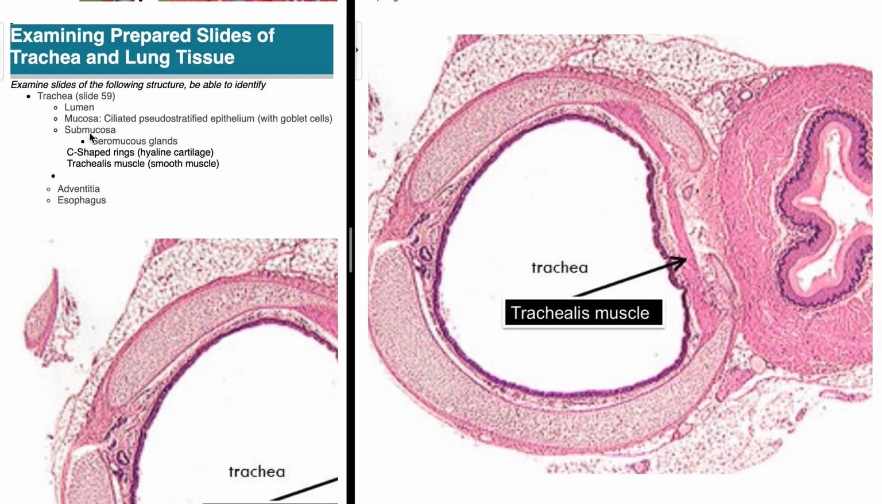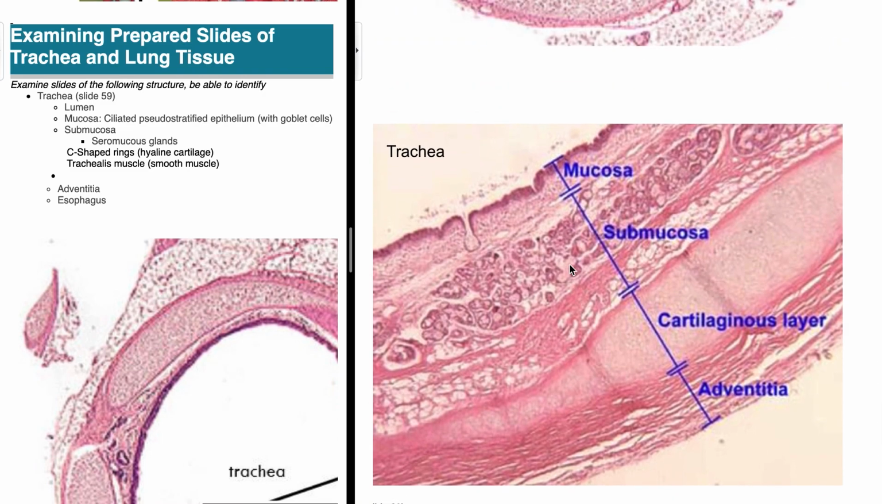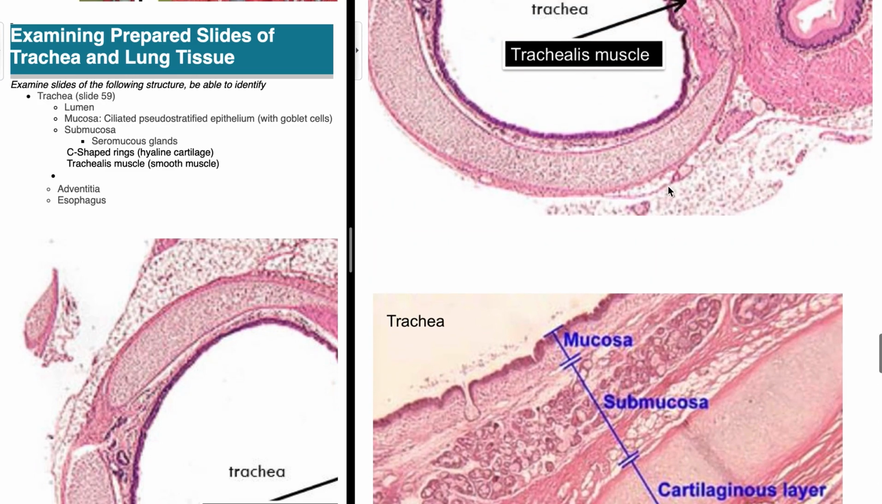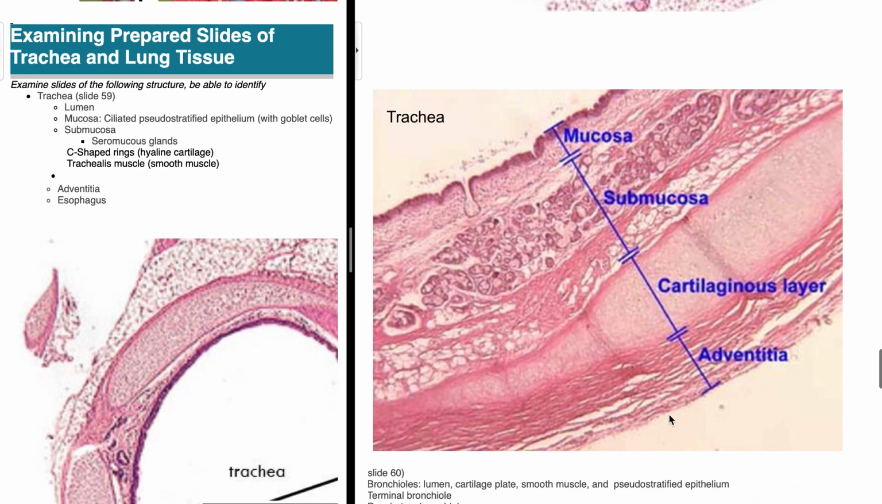So let's look at that layer a little bit closer, and we're going to go through the mucosa, submucosa, this cartilage ring, and the adventitia, because those are really the four layers of the trachea. So in the second picture here, you've got the mucosa, submucosa, what's called the cartilaginous layer here, but this is just our cartilage ring, just like this one out here. And then our fourth layer is the adventitia on the outside. So we're going to go through each one of these.